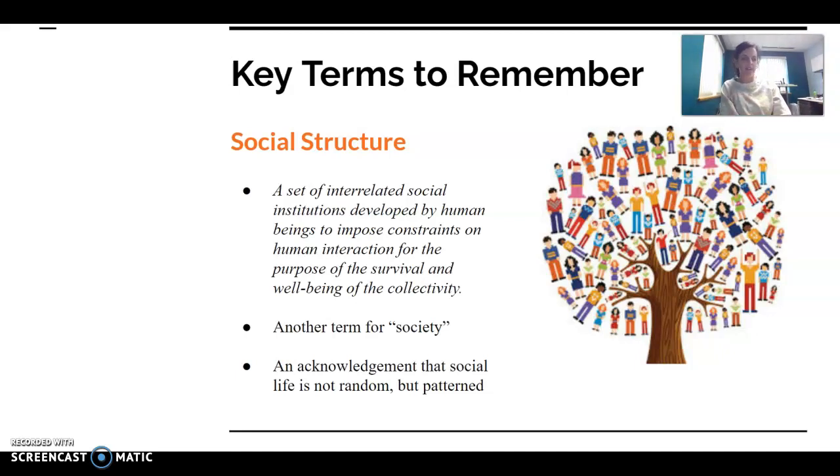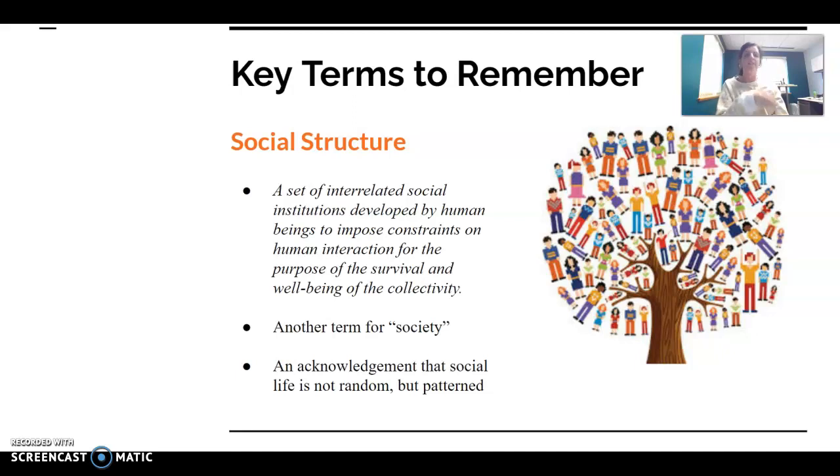All right, so some key terms to remember within social structures and institutions. I threw this one out on the Sakai as well, defining what exactly social structure is. I'm not going to read through it because you can read it on Sakai, but social structure is another name for society. It's that collective unit that has a commonality, put in place to help ensure the survival and well-being of people.